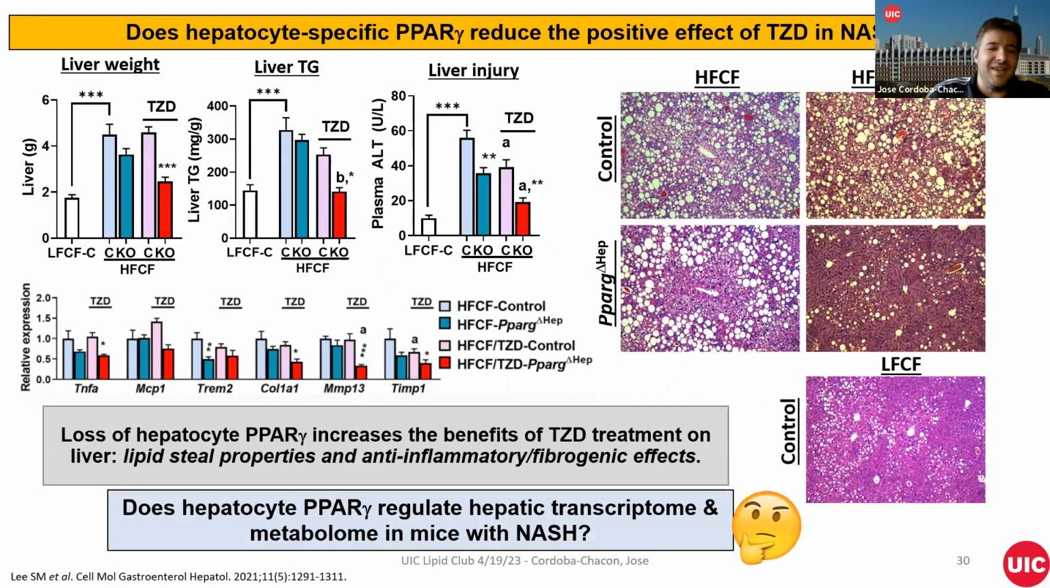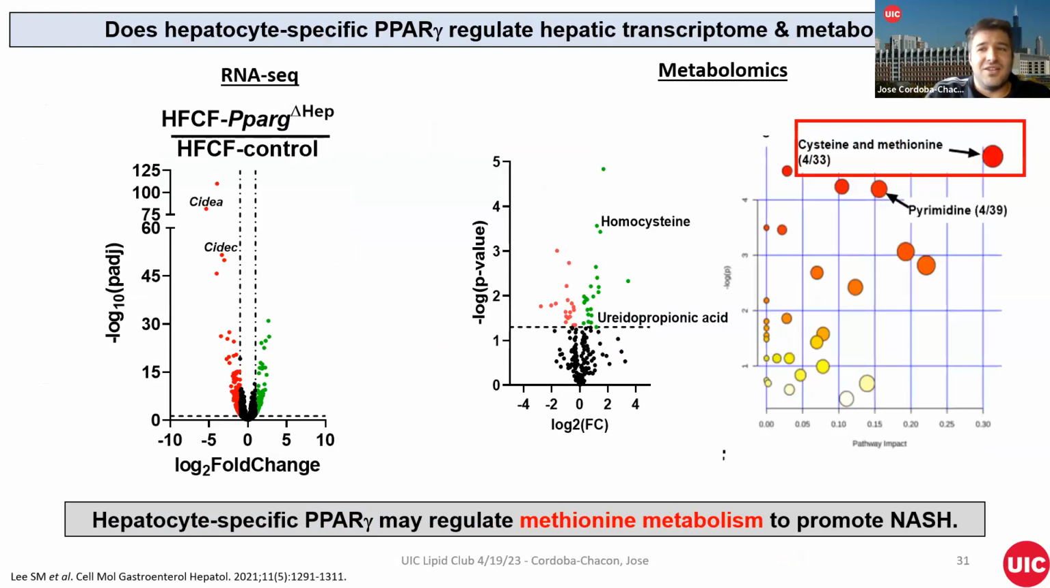Okay, but what is PPAR gamma regulating in these livers? So we ran a lot of qPCRs, and we didn't see the changes that we were expecting. So we ended up going into an omics approach. We did RNA-seq in all the samples and even metabolomics. Interestingly, one of the key things that was always popping up in this table was amino acid metabolism. And it looks like the hepatocyte PPAR gamma may negatively regulate methionine metabolism, and that could promote NASH.